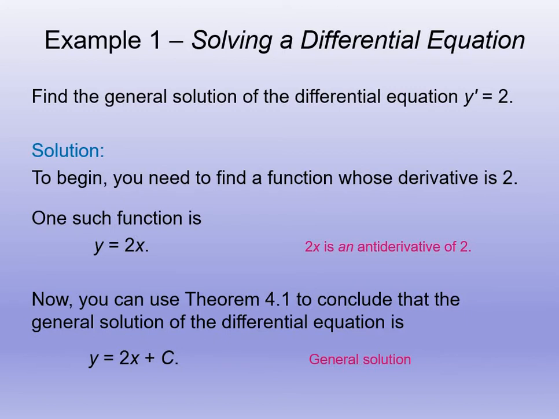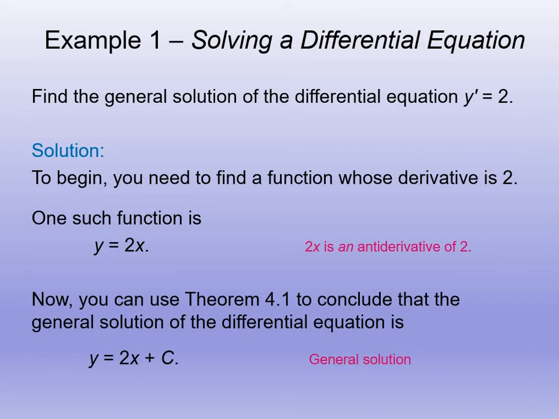Now, initial conditions, I've mentioned it multiple times, but that's a given solution. So I would tell you, hey, y is 10 when x is 1, or something along those lines. It'll make sense as we move forward. But if I take the derivative of this general solution, the derivative of 2x plus c, the derivative of 2x is 2, the derivative of c is 0, so I end up just getting y prime is 2.